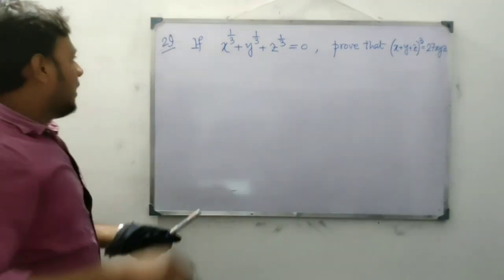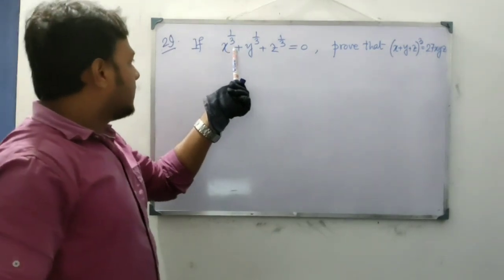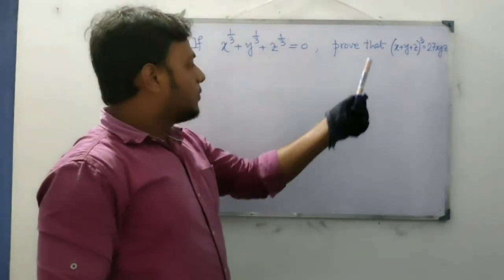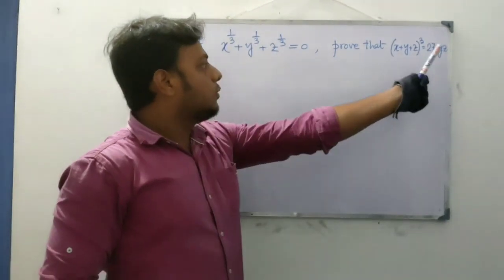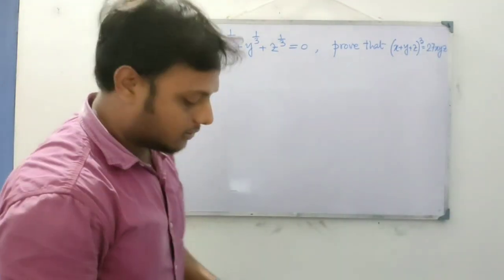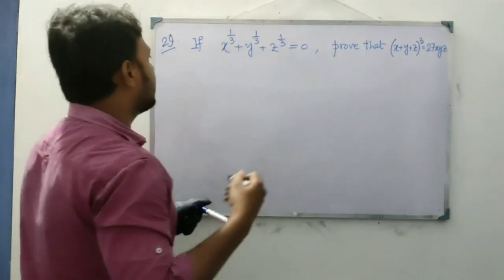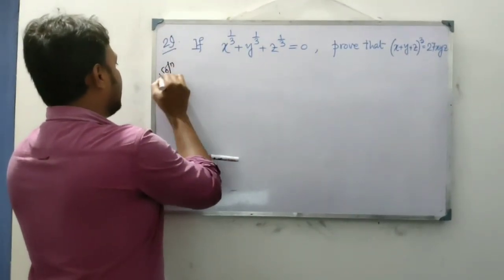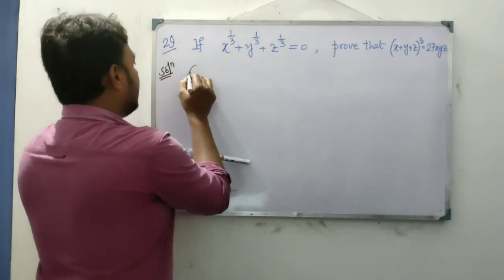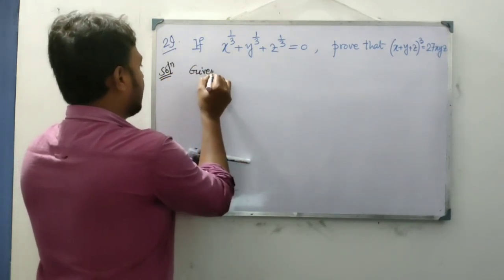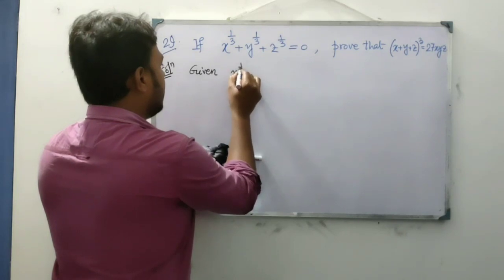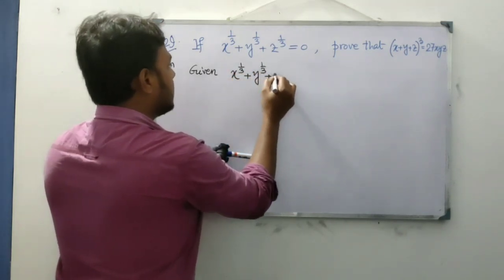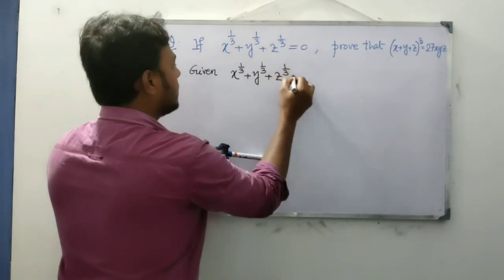See, problem number 29. Given that if x to the power 1 by 3 plus y to the power 1 by 3 plus z to the power 1 by 3 equals 0, then you have to prove that (x plus y plus z) whole cube equals 27xyz. Very easy problem and interesting also. Important, very important problem also. Given x to the power 1 by 3 plus y to the power 1 by 3 plus z to the power 1 by 3 equals 0.